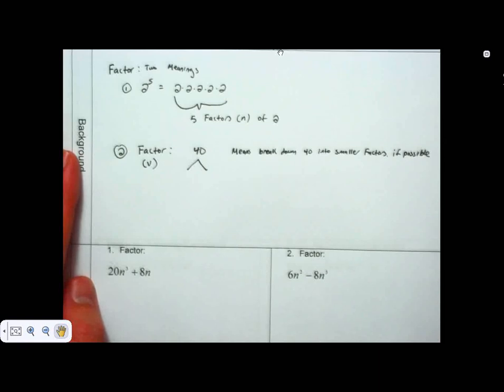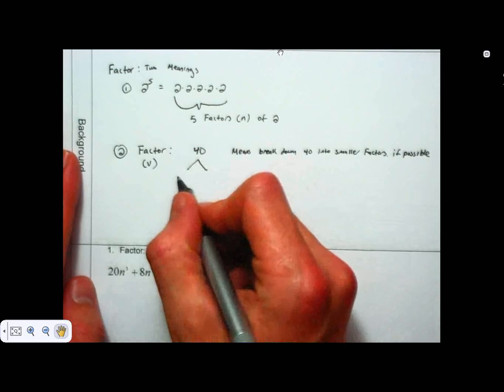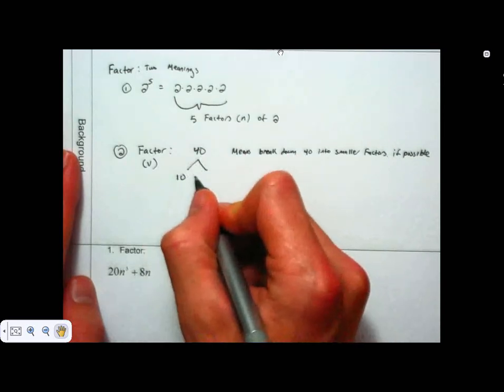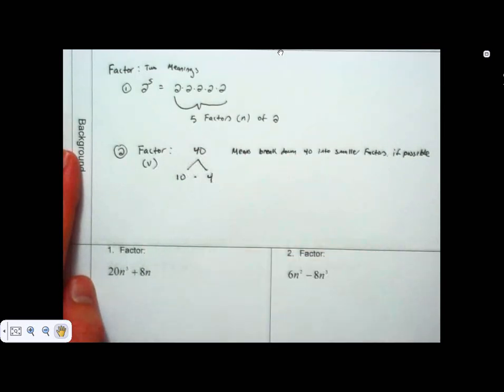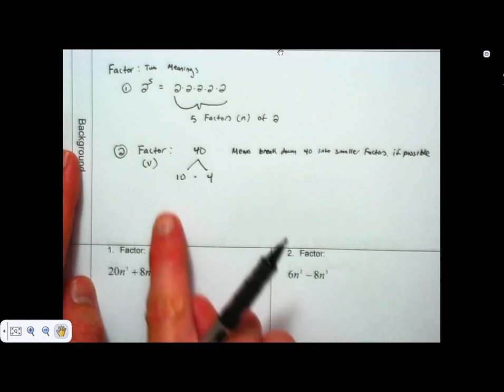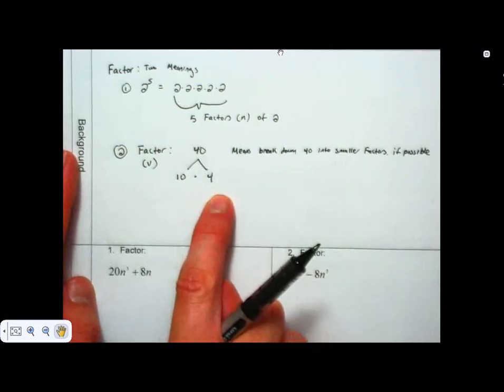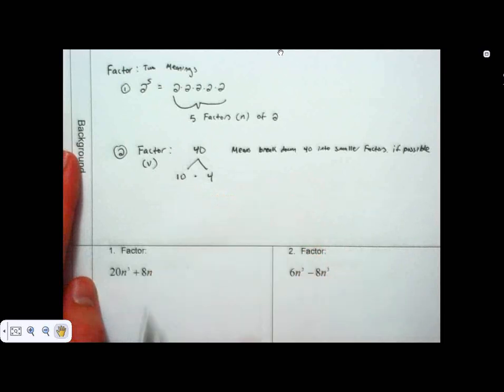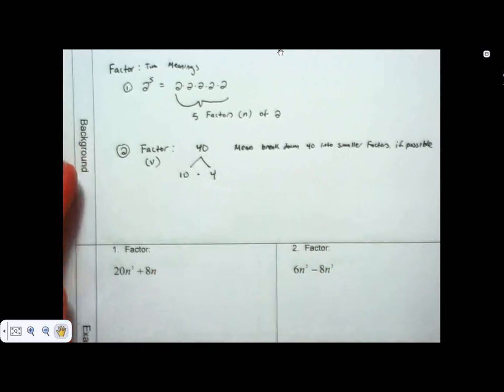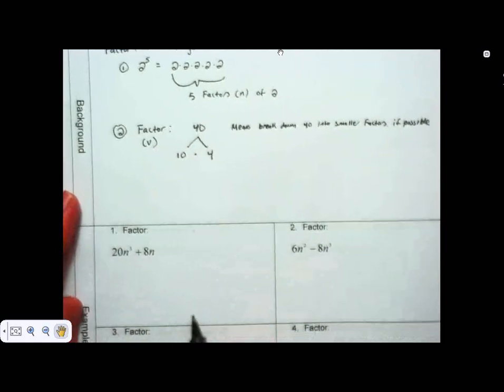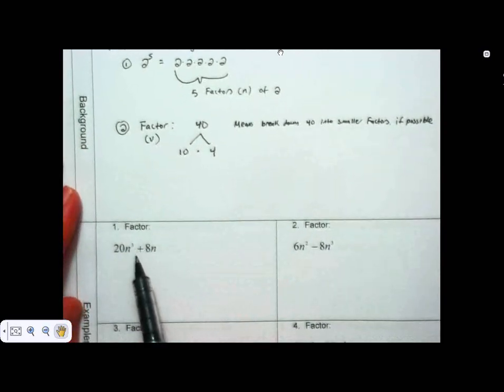So in this case, I could take 40, and I don't want to change the value of 40, but what I'm trying to do is to break it down into smaller pieces. So 10 times 4 is still equal to 40, but now I've broken it down into smaller pieces. And then I could continue this process. What we're going to be talking about in this particular section is something similar, except now instead of factoring just a single term, we're actually going to be factoring more than one term.